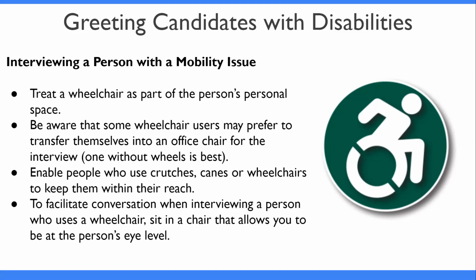But again, just ask the person what they would prefer. Enable people to use crutches, canes, or wheelchairs. Allow them to keep them within their reach in case they need to access them. And to facilitate conversation with a person in a wheelchair, for example, you want to sit in a chair that allows you to be at that person's eye level. And again, just ask them. Usually we're sitting down for interviews, but if you are standing for some reason, some people may prefer you stand a little bit further back so that they don't have to look up at you. Things like that are just really important to keep in mind.